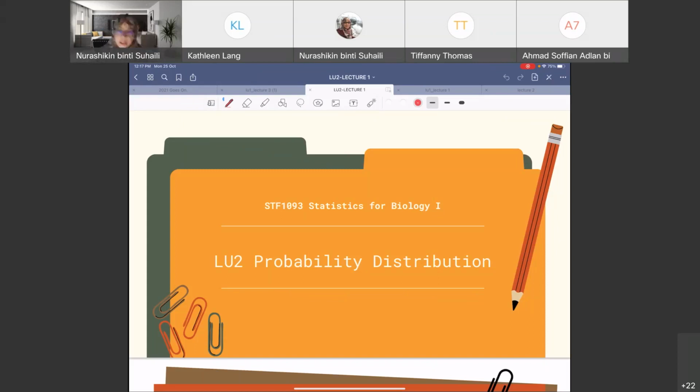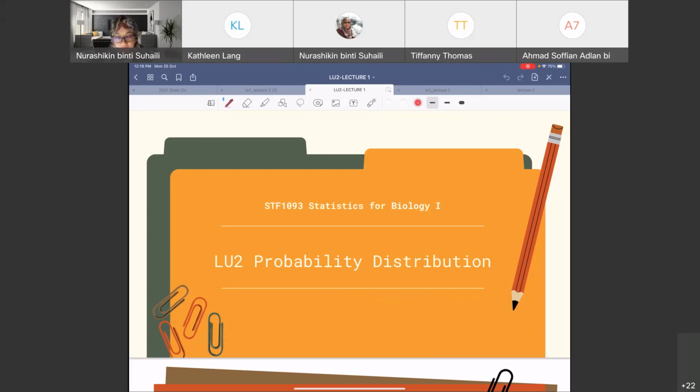For LU2, there are 7 lectures, if not mistaken. So it's quite long. Here we're going to kick off LU2 with the first lecture. LU2 is about probability distribution. So we are done with LU1, which was just a very short LU. LU2 is a bit longer, so please bear with it. The first lecture is about probability distribution.